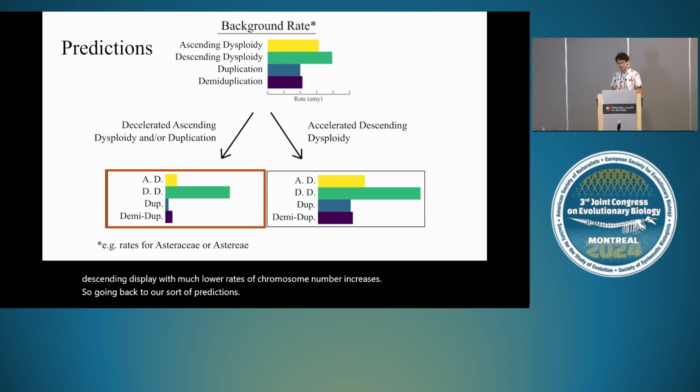So going back to our predictions, the rates that we see in the macroantherae really seem to fit most closely with this one on the bottom left. I want to emphasize that this is a relatively rapid rate of descending disploidy for angiosperms, but it has to be coupled with these low rates of chromosome number increase to get to that very low chromosome number distribution that we see.